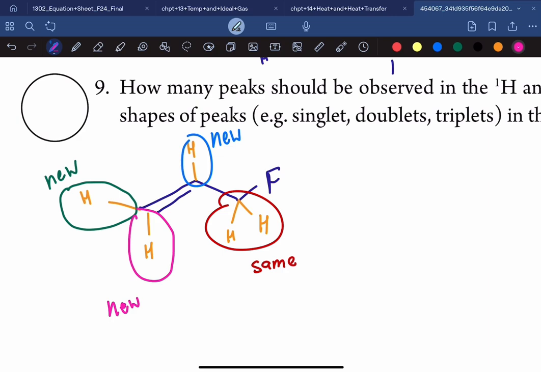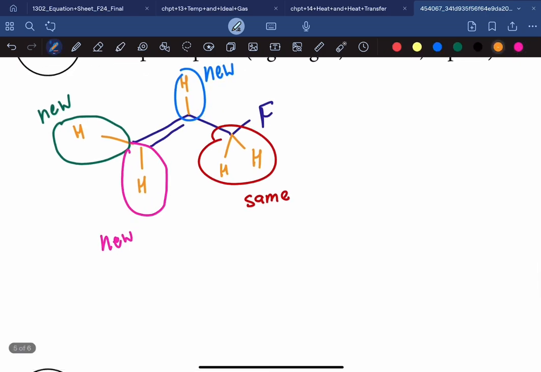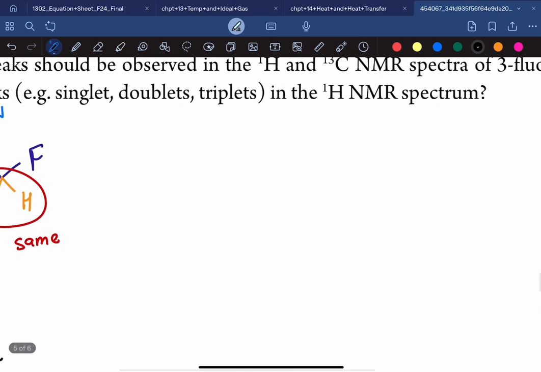If there was symmetry across the double bond, through this double bond, then these two would be the same. But since there's no symmetry, these two are different. So just count your hydrogen types. We have 1, 2, 3, 4 hydrogen types. So we're going to say we have 4 H signals in H NMR. And then we can do the same thing for the carbon. I'm just going to redraw it because it's kind of clunky over there, so let's redraw this like this.